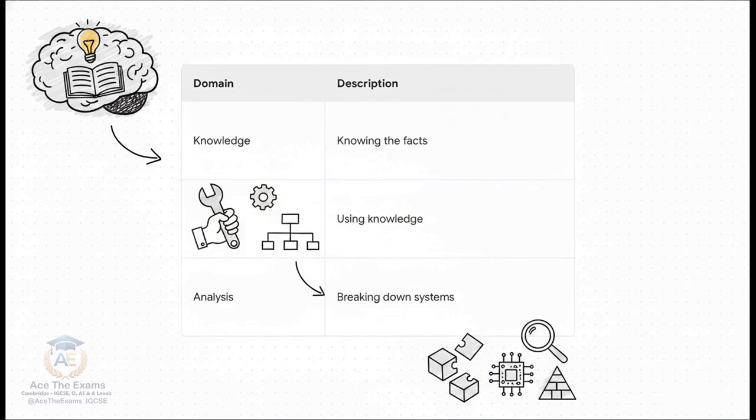Second, application. Command words like trace or demonstrate. This means using your knowledge in a specific scenario, such as tracing register transfer notation for a brand new assembly instruction. And third, analysis, triggered by words like explain, compare, or evaluate. This requires breaking down complex systems to explain how data buses and control buses interact during the cycle.